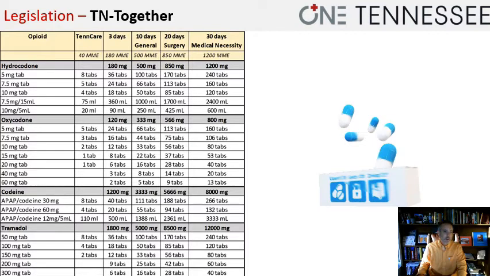Most other commercial insurers will cover a 3-day supply, and that 3-day limit we'll talk about on the next slide. 3 days or less, you don't need to check the controlled substance monitoring database. You've got the 10-day limit, that's 500 morphine milligram equivalents. A patient could walk out with 105 milligram tabs of hydrocodone. And then that maximum is the 1200 morphine milligram equivalents.